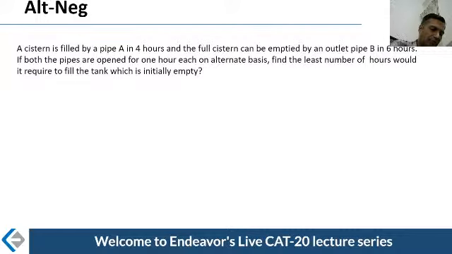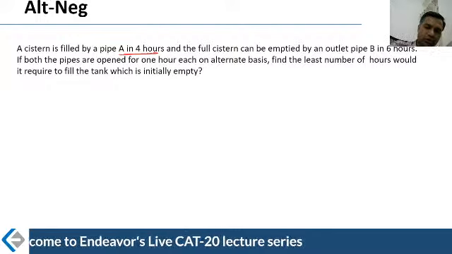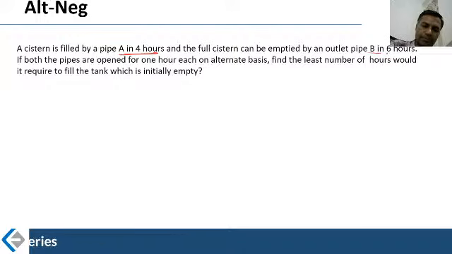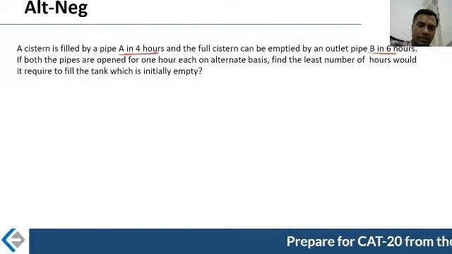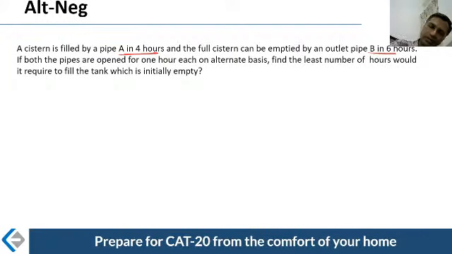Naturally, A should be kept on first. Initially it is empty, so what is the number of hours in which this tank will be full? That's the question here. Naturally, A should be opened first. You don't need that statement, because B will empty. On an empty tank, what is the point of opening B first? It's illogical. Therefore, we have to start with A. Firstly, what is the capacity of the tank? That's work. Work is nothing but the capacity of the tank in this case.